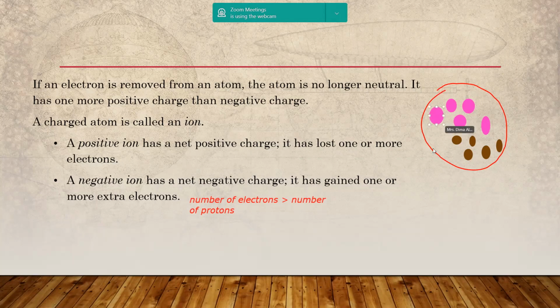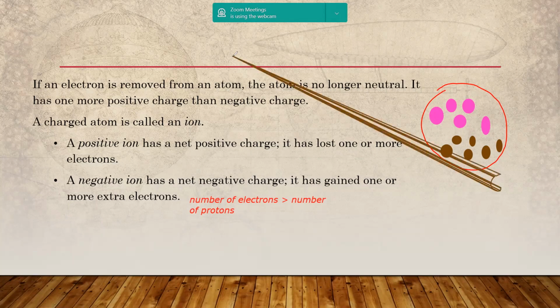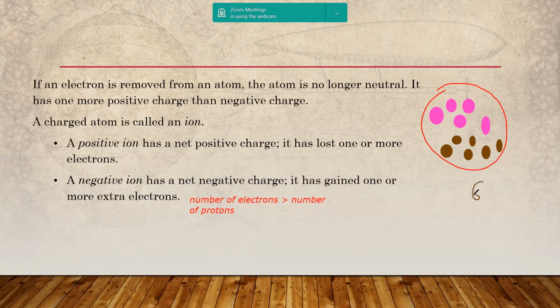So I can remove 1 proton from here, or also I can add 1 electron. If it gained 1 electron, now we have 6 electrons and 5 protons. So the number of electrons is greater than the number of protons. So I will say that this is a negative ion. If it has more than 1 negative charge, this atom will be charged, and I will say it is a negative ion.